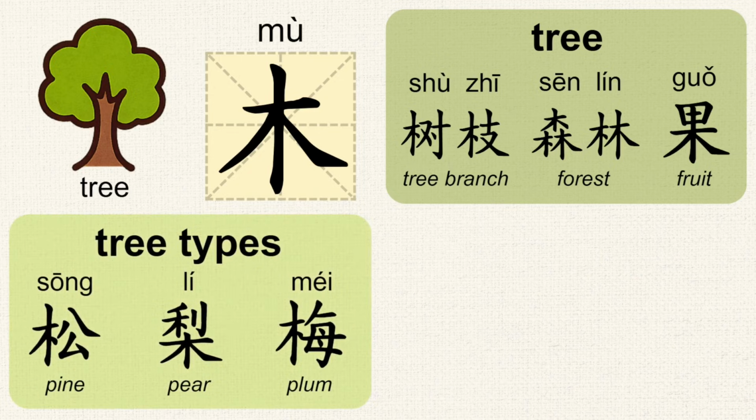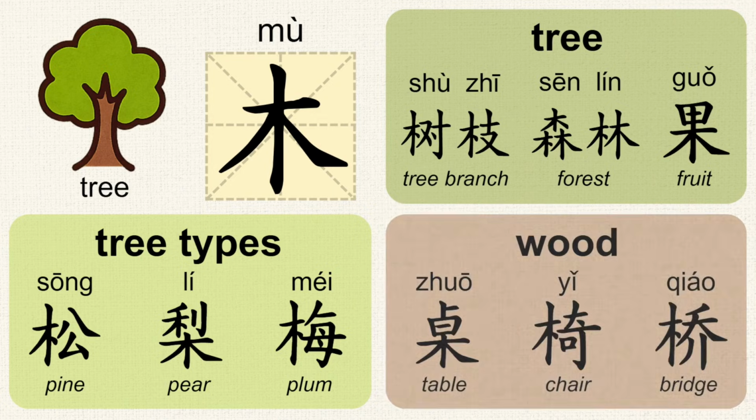Lots of specific families of plants or trees also include 木. For example, 松树 is a pine tree, and 梨 and 梅 refer to pears and plums respectively. But 木 does not only occur in things found in nature, but also in what humans made with it. For example, in objects made out of wood, like 桌子 or 椅子, which mean table or chair, or in 桥, which means bridge.